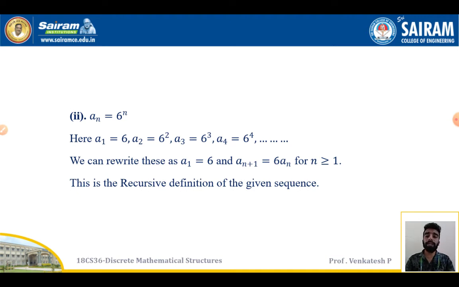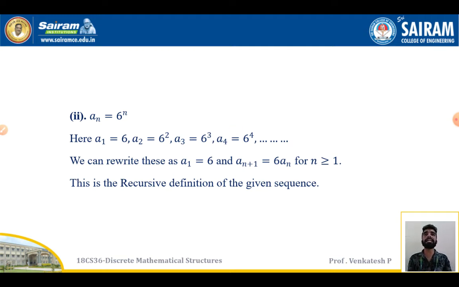an is equal to 6 power n. So first let me expand this at n is equal to 1, 2, 3, 4. a1 is equal to 6, a2 is equal to 6 square, a3 is equal to 6 cube, a4 is equal to 6 power 4. So 6, 6 square, 6 cube, 6 power 4. Okay, so now we can rewrite this equation. First let me take the first value as it is, a1 is equal to 6. a2 I am going to write like, here only 6 is there, here 6 into 6 I can make, here 6 into 6 square I can make, here 6 into 6 cube I can make.